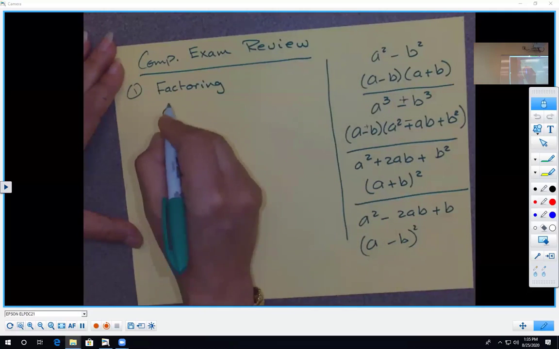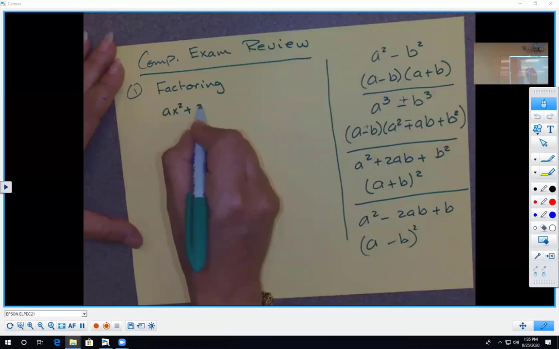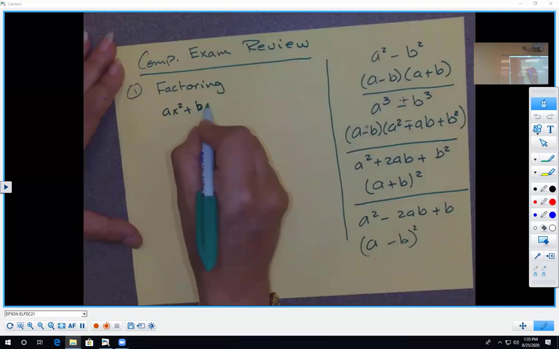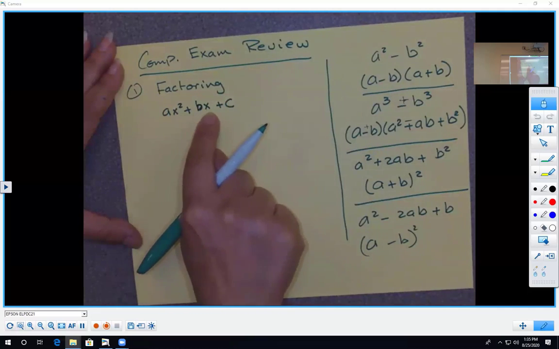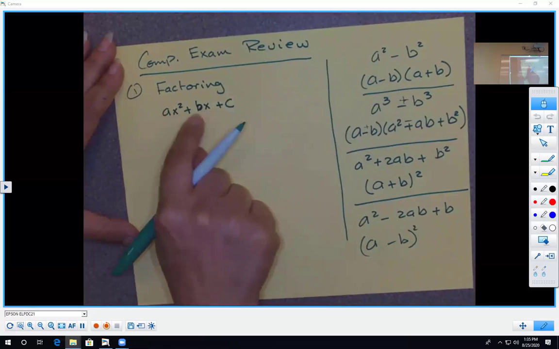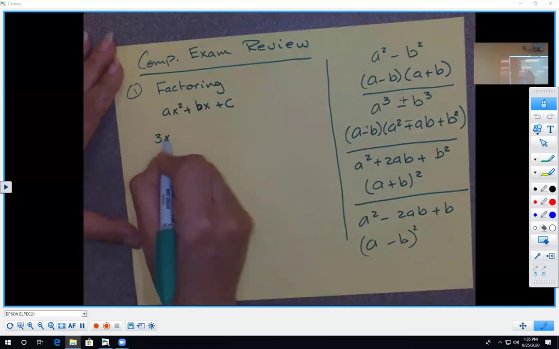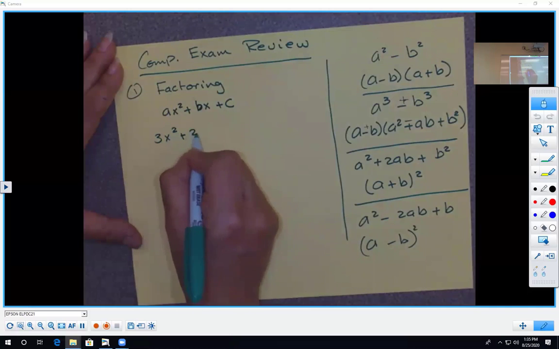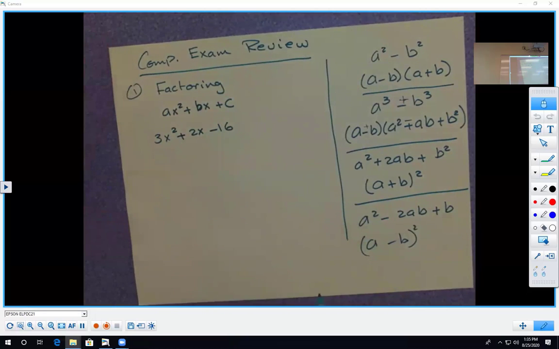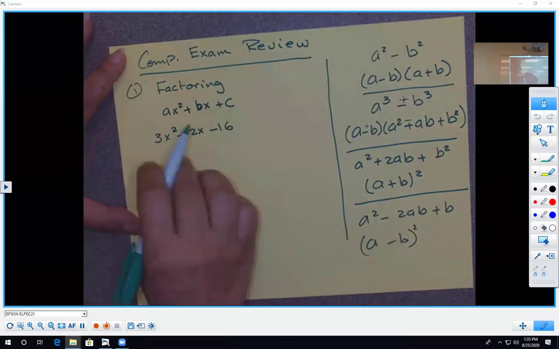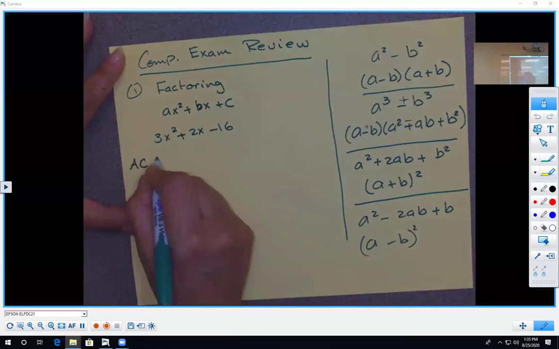Any polynomial with 3 terms, we call it trinomial. So ax squared plus bx plus c, we got 3 terms here, so it's a trinomial. To factor the trinomial, 3x squared plus 2x minus 16, I'm going to use the AC method.